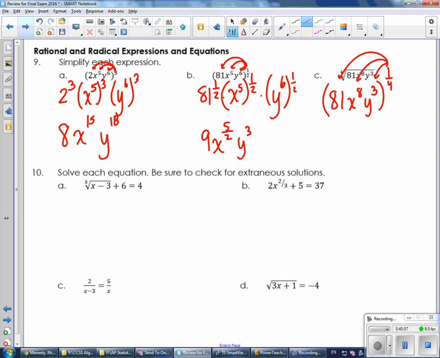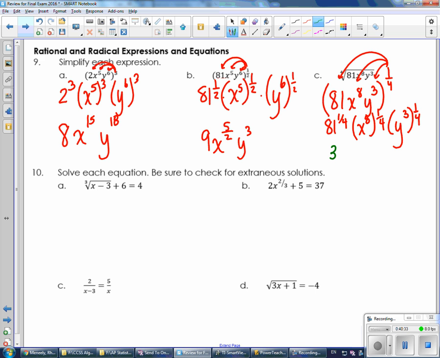And 81 to the 1/4, we're going to have x to the 8th to the 1/4, y cubed to the 1/4. And then I need to simplify. 81 to the 1/4, or the fourth root of 81, is the same thing as taking the square root of 81 twice. And so if I do that, I end up with 3. You can also use your table to figure that out.